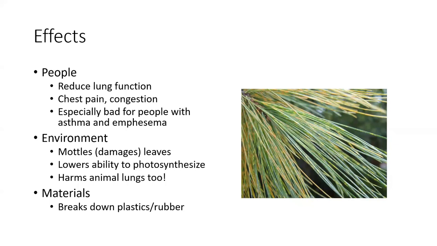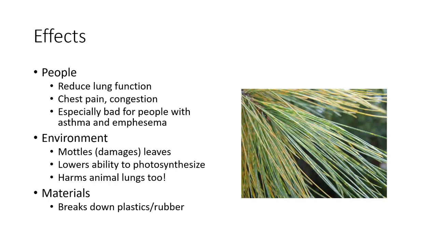In the environment, it's going to damage leaves. So it's going to mottle them. You can see here we have the lighter spots and the darker spots, a little bit of orange too. So it's a little bit different from the sulfur dioxide. I'm not going to pick on what those differences are. It damages leaves. That's what we want to know.